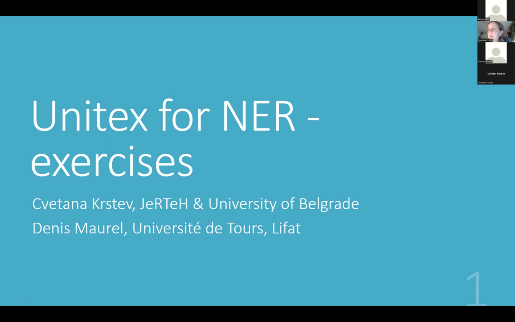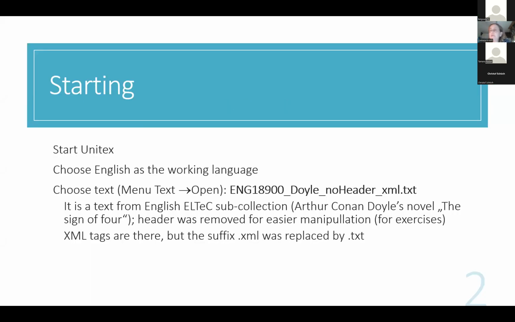So we will now make a very, very small named entity recognition system for English. What you have to do is start Unitex, but carefully Unitex, not Unitex GramLab. You have to choose English as the working language, and then you have to open the text. This is not the text that comes with the installation of Unitex. This is the text from the LTEC sub-collection. So you use the menu Text and then open this text.